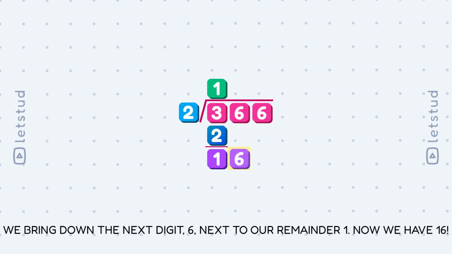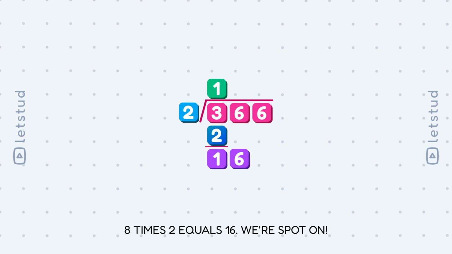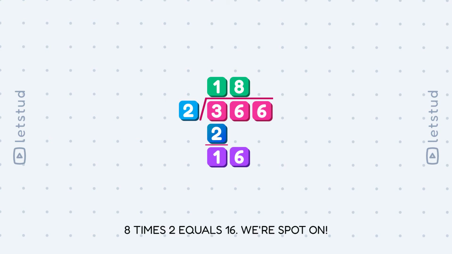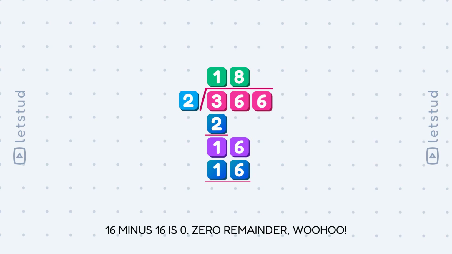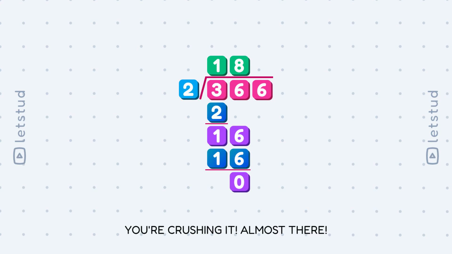We bring down the next digit, 6, next to our remainder 1. Now we have 16. How many times does 2 go into 16? It's 8 times. Fantastic. 8 times 2 equals 16. We're spot on. 16 minus 16 is 0. 0 remainder, woohoo. You're crushing it, almost there.